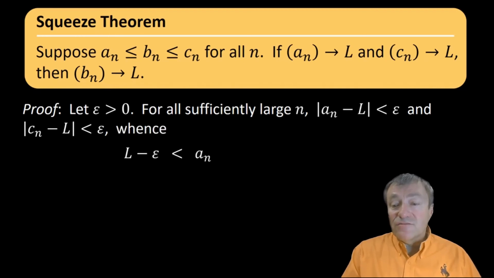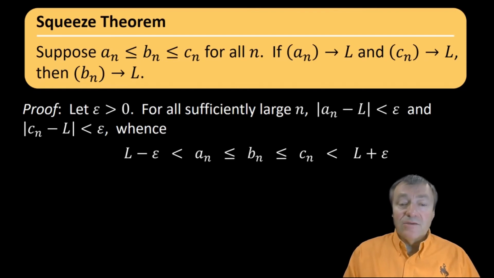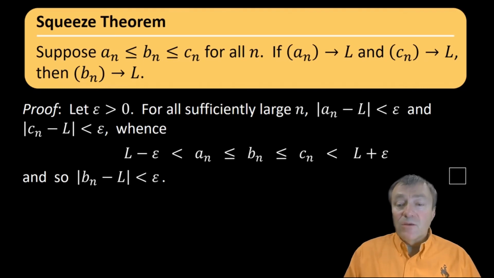For such values of n, we have this lower bound for an, from the first inequality. And then we can stick in those other inequalities that come from our hypothesis. And then finally add on an upper bound for the cn, which comes from the previous line. Now you see we have bn trapped between L minus epsilon and L plus epsilon, which really says for all sufficiently large n, bn is within epsilon of L. So that's exactly what we wanted.